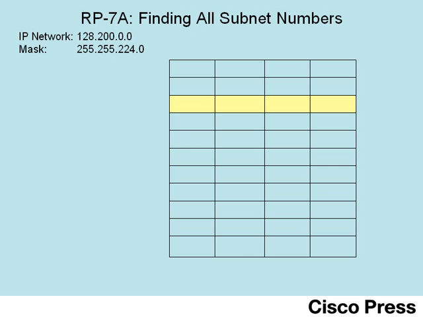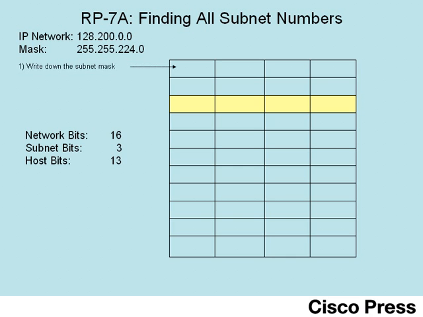In this example, we'll use IP network 128.200.0.0, which is a Class B network, and mask 255.255.224.0. That means there are 16 network bits because it's a Class B network, 3 subnet bits, and 13 host bits. Now in process RP7a, the first 4 steps occur only once, and step 5 is then repeated.